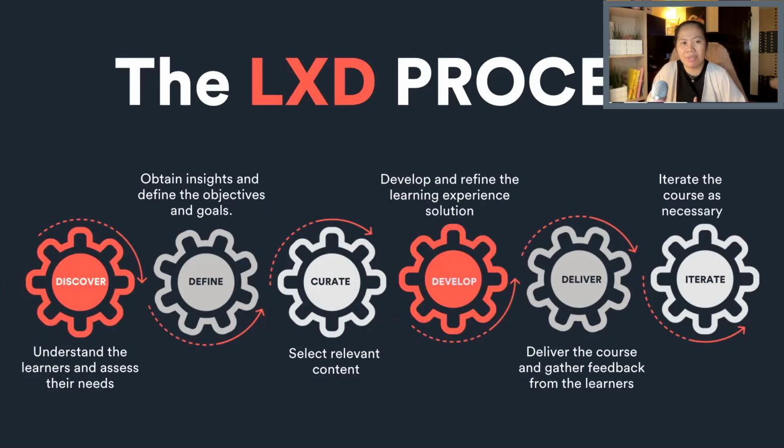So we have 6 phases here. Phase 1 is about understanding the learners. The second is about obtaining insights and writing the objectives. The third is about selecting relevant content. The fourth phase is about developing the actual learning experience solution. Now, the fifth is about the actual delivery of the lesson, and the last one is the iteration.